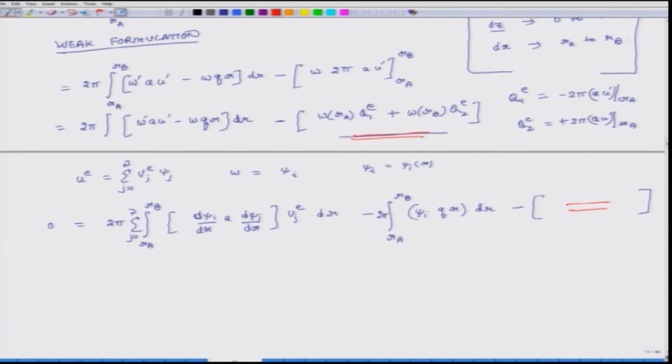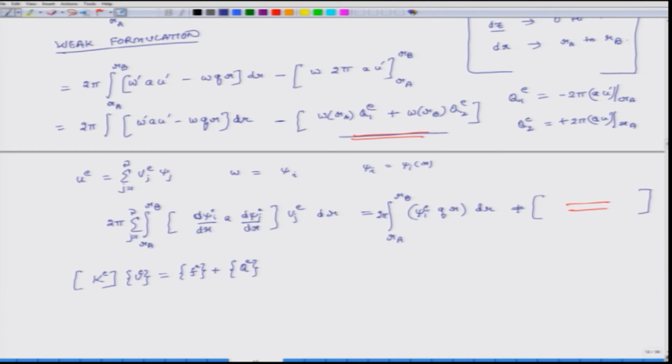Okay. Or what I can do is I can remove 0 from here and put an equal sign here, and this becomes a positive sign, and of course, this is for the eth element. So, at the end of the day I get a K matrix times a U vector is equal to a force vector plus a Q vector, all at element level.